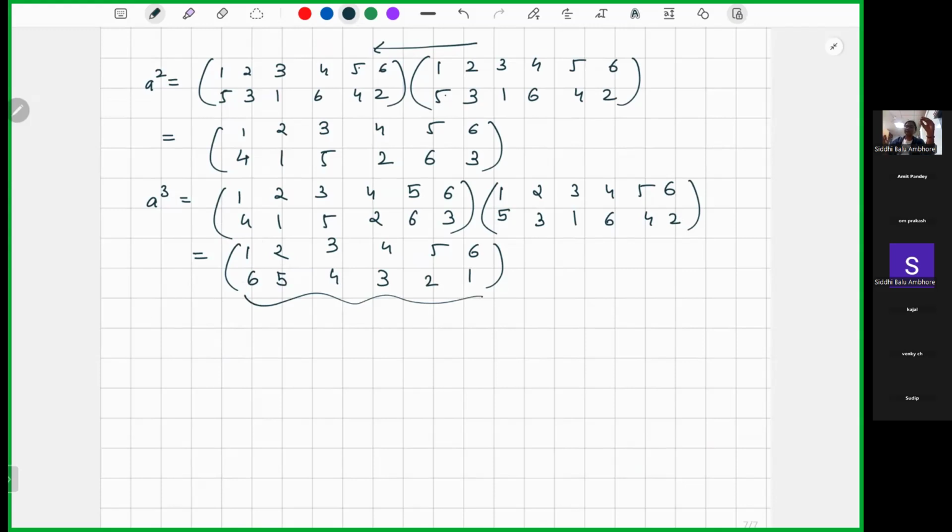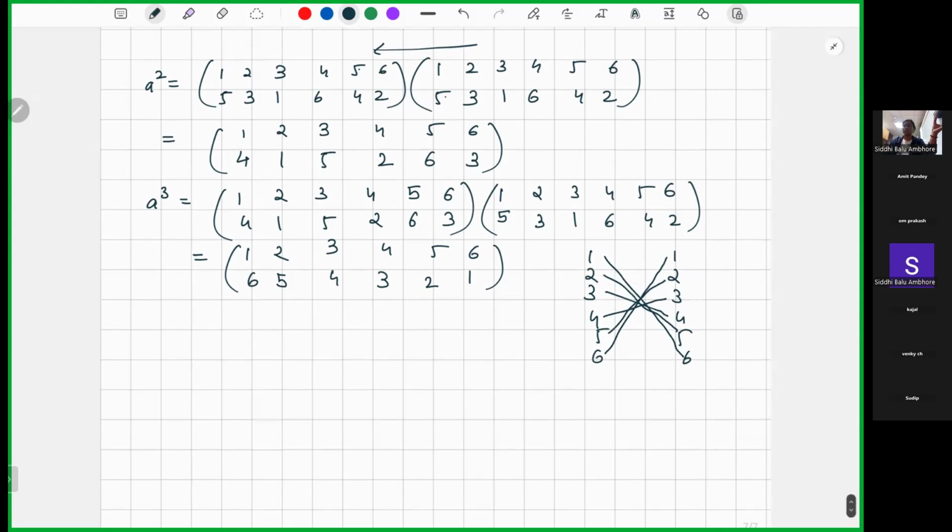Otherwise, there is some problem, because this is a bijection, right? So two elements should not go to one number from top to bottom. When I write the bijection from here to here, my 1 is going to 6, 2 is going to 5, 3 is going to 4, 4 is going to 3, 5 is going to 2, 6 is going to 1. That's what permutation means.